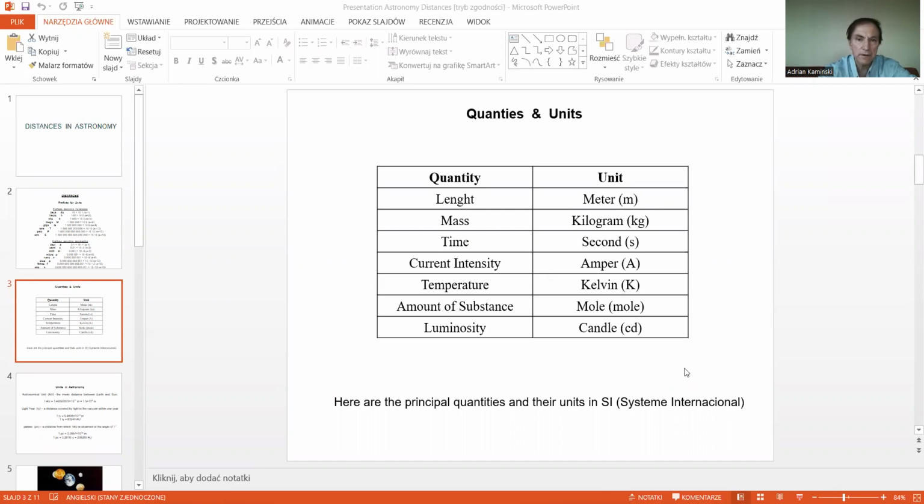So we stopped at current intensity, which is not within our interest. If we are speaking about astronomy, temperature in kelvins, amount of substance in mole, also not too much within our interest. Luminosity is expressed in candela. These are quantities and units in the so-called Système International, the international system, which is used all over the world.